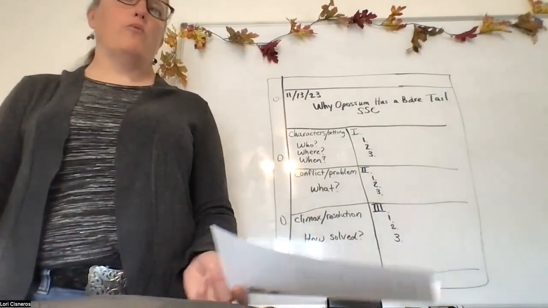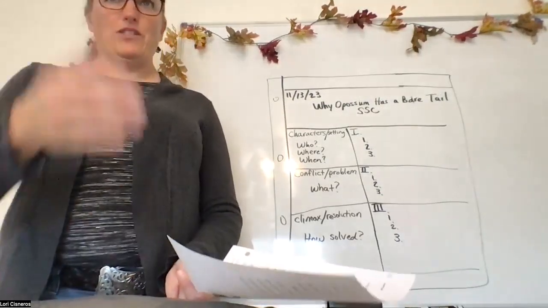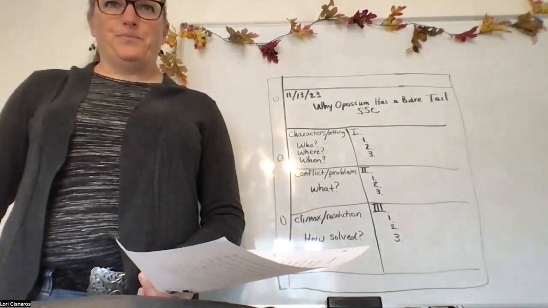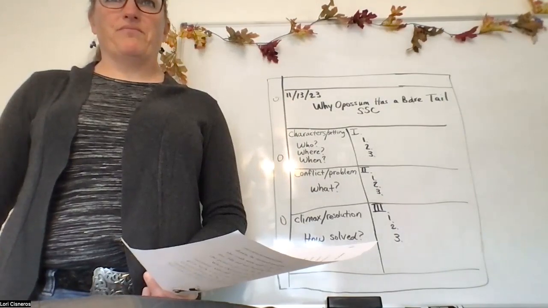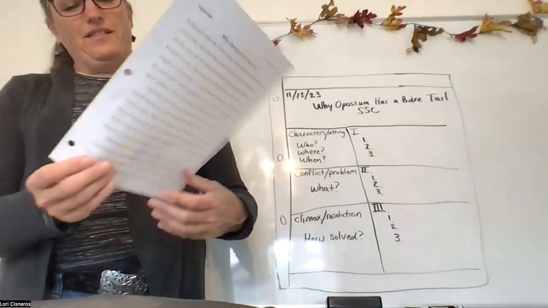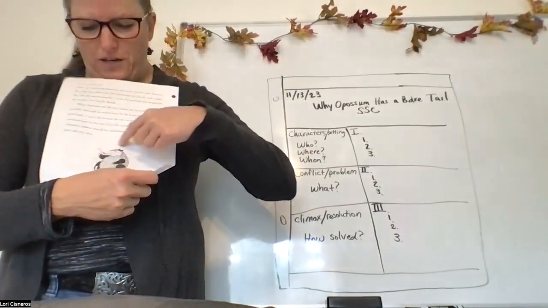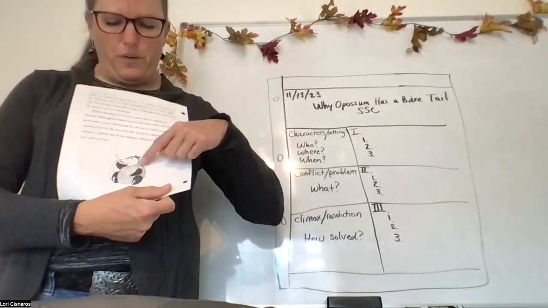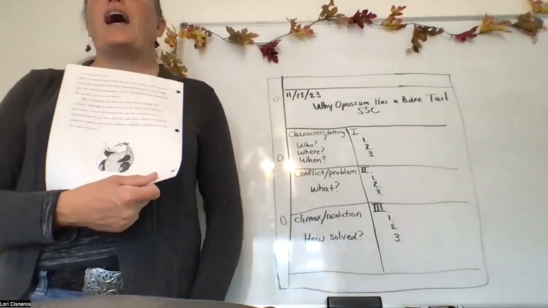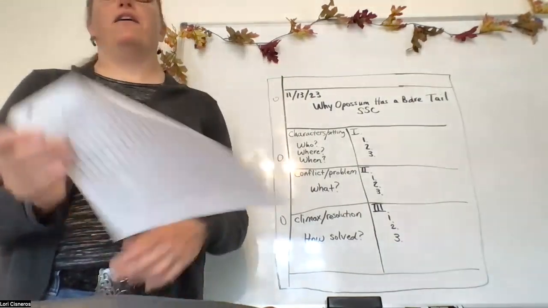Do you guys know what an opossum is? Yes. Have you seen one before? They have a long, bald tail. They do. It's pink. In fact, on the back, you can see a little cartoon picture of a possum. It's almost like a rat tail. There's no hair on it.